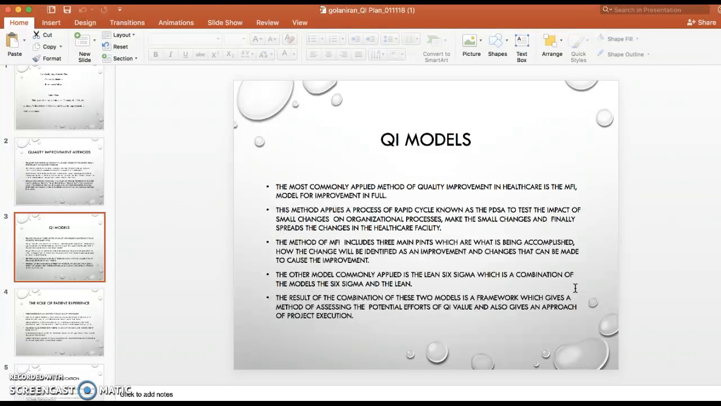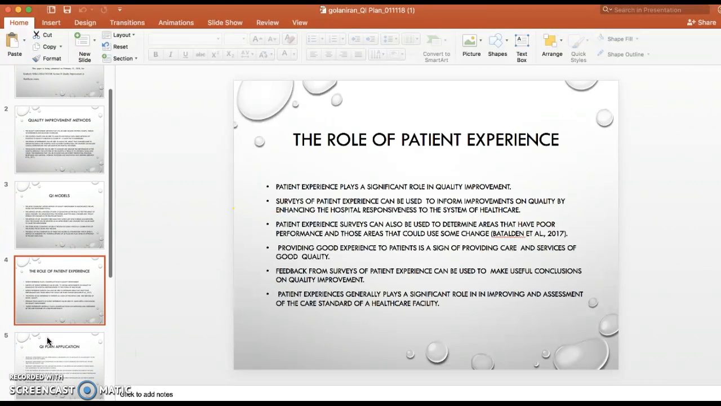The method of MFI includes three main points, which are what is being accomplished, how the change will be identified, and what improvements and changes can be made to bring about the improvement. The other model commonly applied is Lean Six Sigma, which is a combination of the methods of Six Sigma and Lean. The result of the combination of these two models is a framework which gives a method of assessing the potential effort of QI value and also gives an approach to project execution.